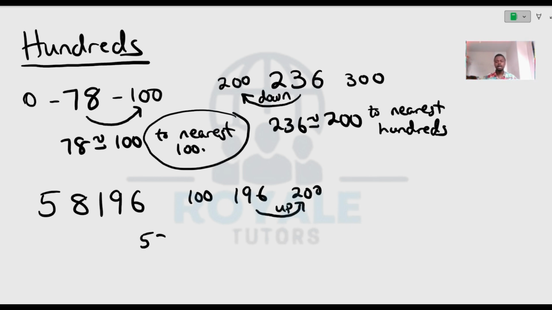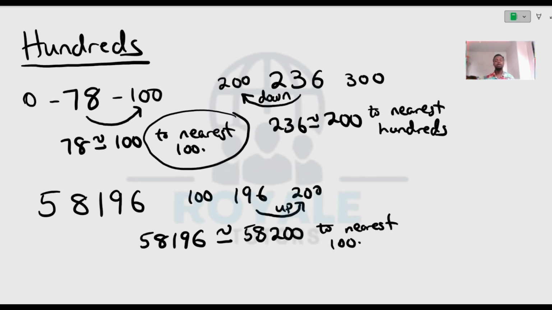This means that 58,196 is approximately 58,200 to the nearest hundreds. You can write the hundreds as a number, or you can write it in words.